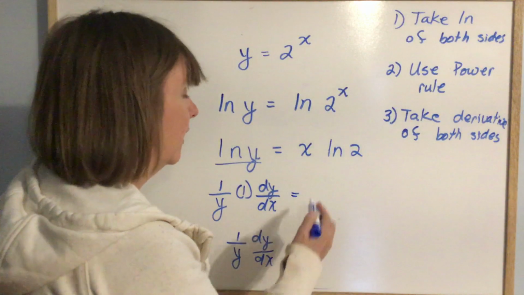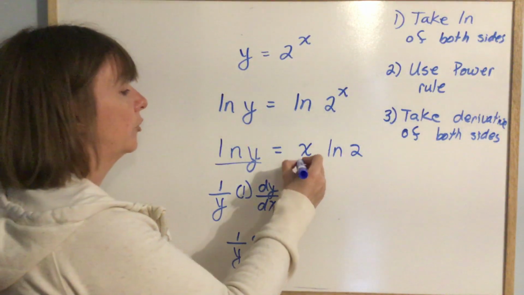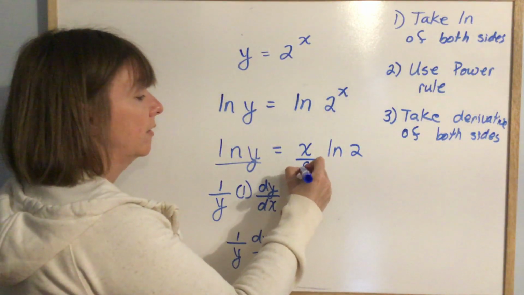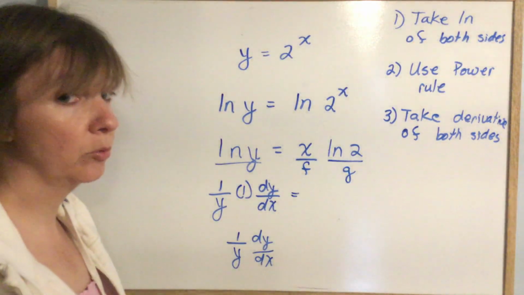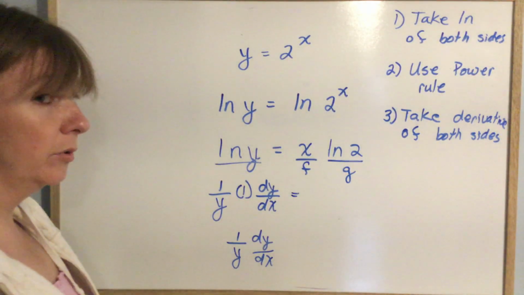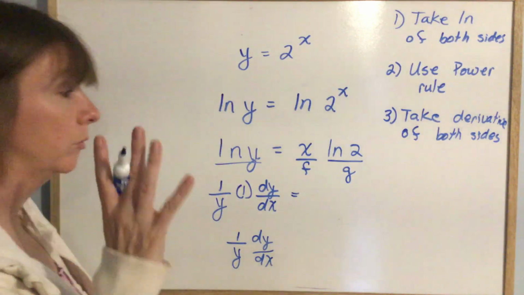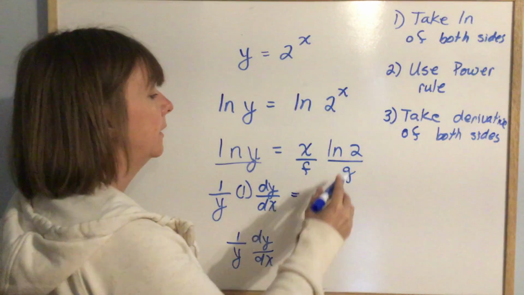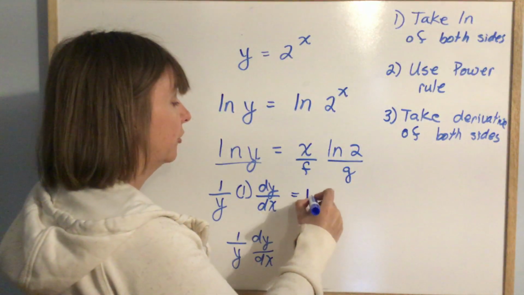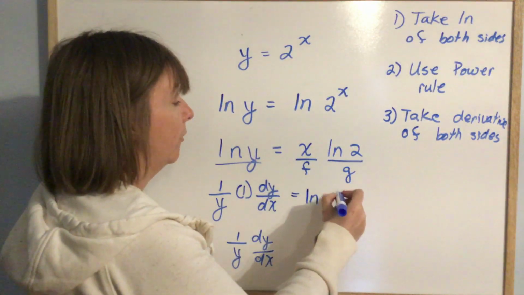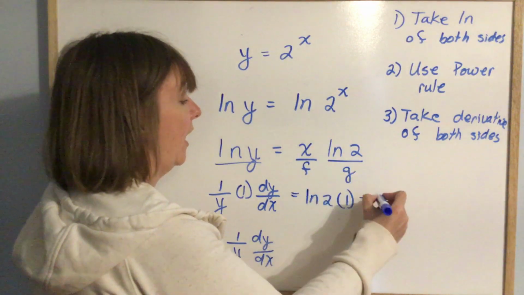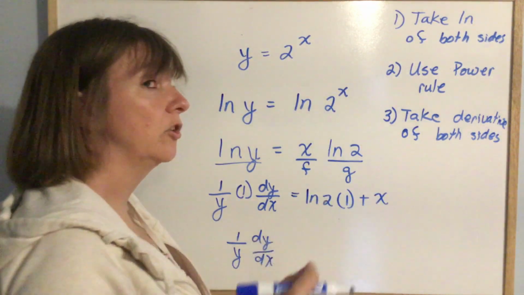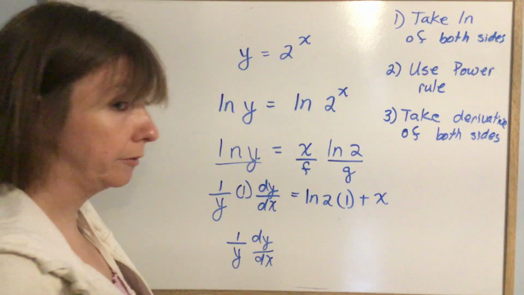On this side, I have x times ln of 2. So this is f, this is g. I'm going to have to do the product rule here. I'm going to show you a shortcut. So good news there. So I have to do g, which is ln 2, times f prime. Well, the derivative of x would just be 1, plus f, which is x. Now watch what happens here, because this is important.